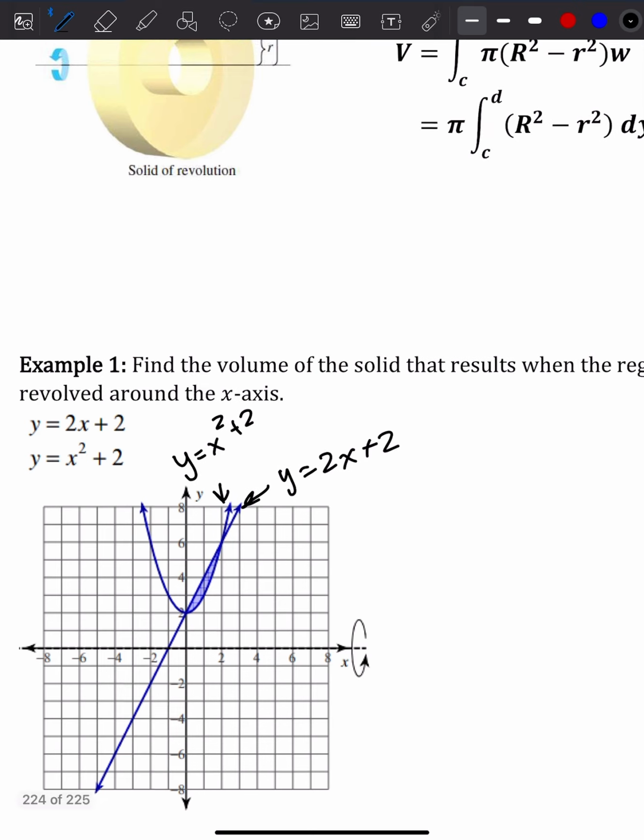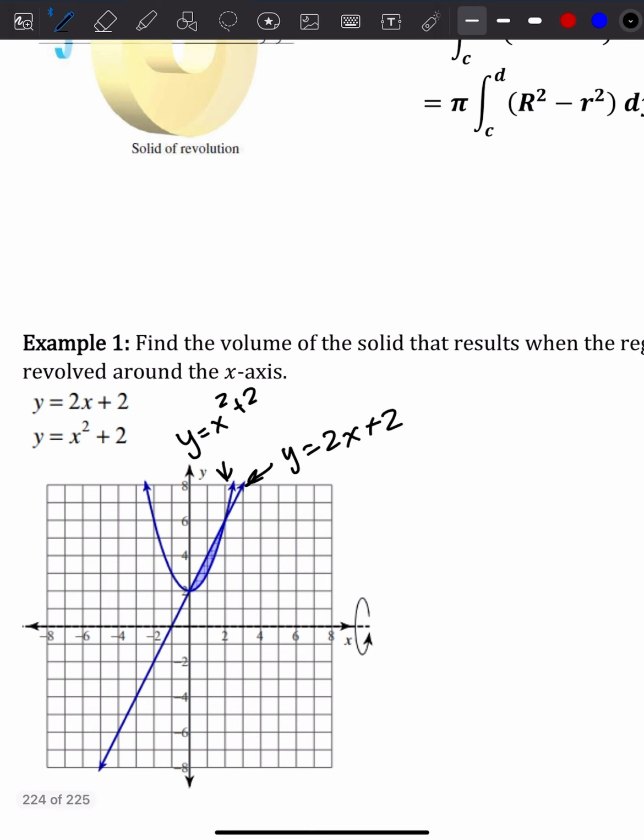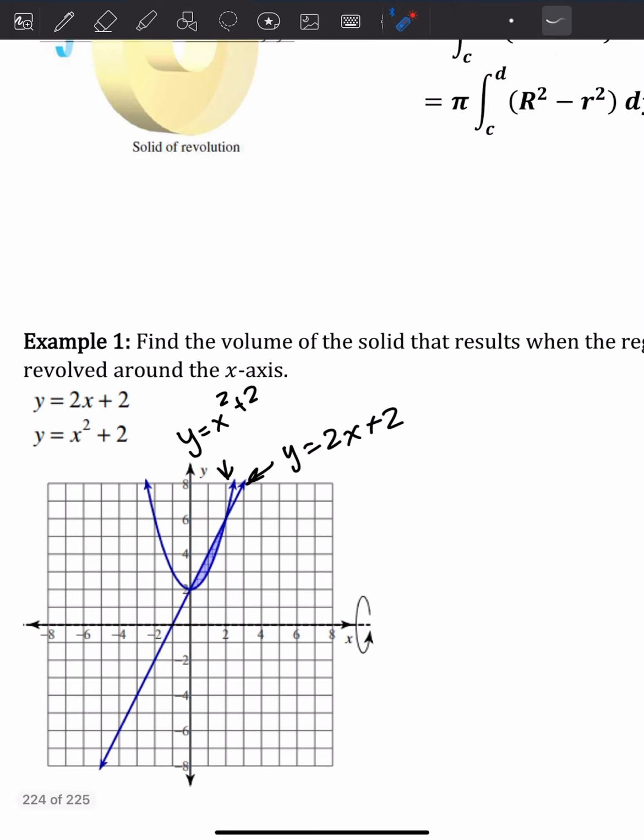So we need to decide which one is our big R, which one is our little r. We also need to decide our bounds. So I need my A and B. Our starting x value is on this x-axis. The lowest x value we have is 0. The highest x value is this other point of intersection, which is at 2. So A is going to be 0, B is going to be 2.